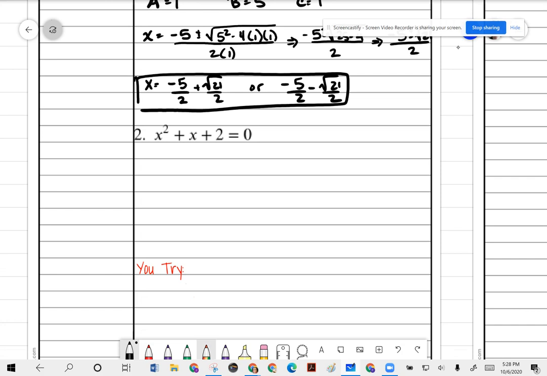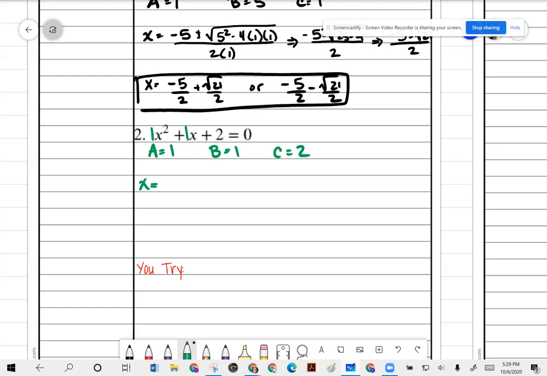So let's take a look at number 2. These are way too easy. Should give you a more difficult one. So I'll give you a difficult one on the you try. So let's take a look. We can see that our A is 1. Again, our B is 1, and then C is 2.